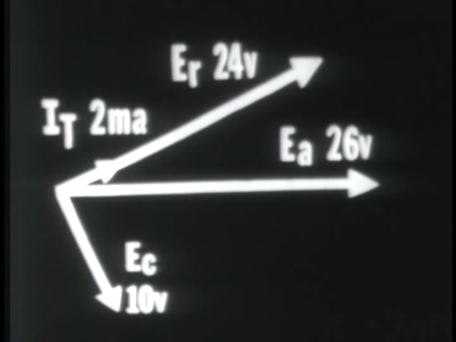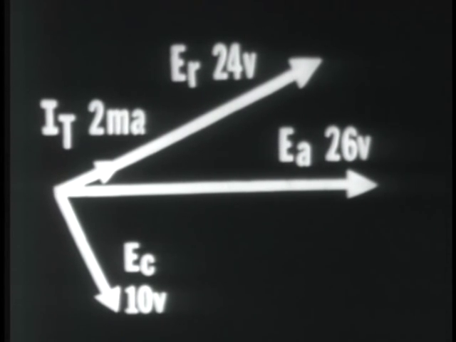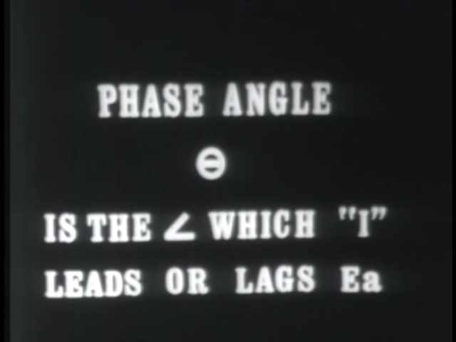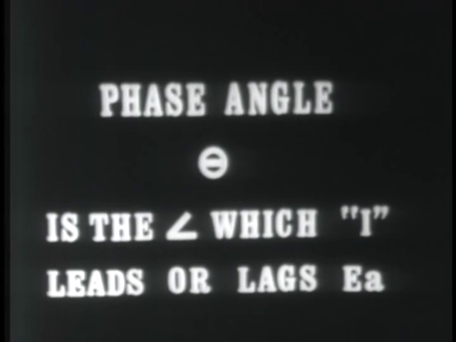Now, we have a very important angle here, and that is the angle between EA and IT, and this is referred to as the phase angle. We'll define this angle as the phase angle theta, or theta is the angle with which current leads or lags the applied voltage.